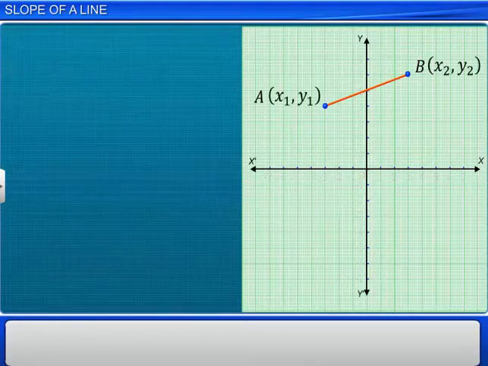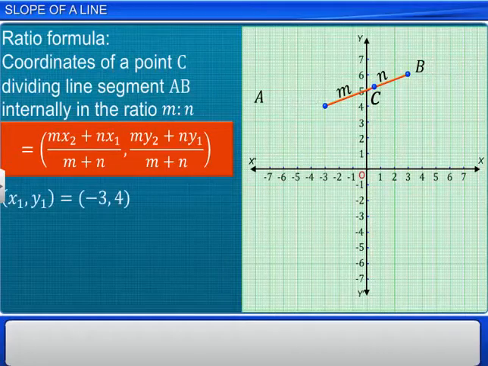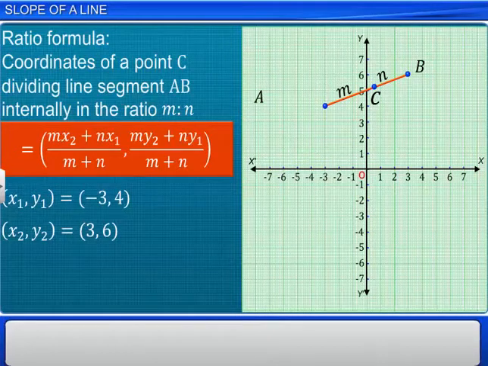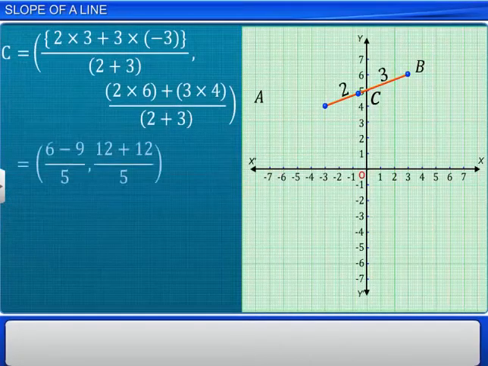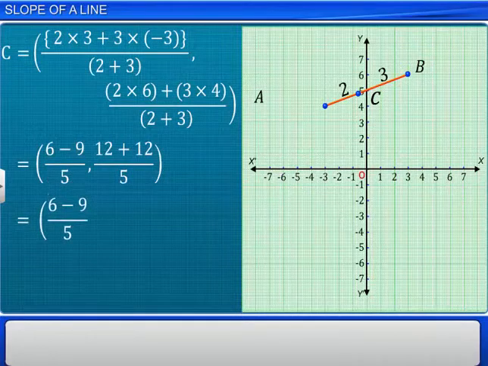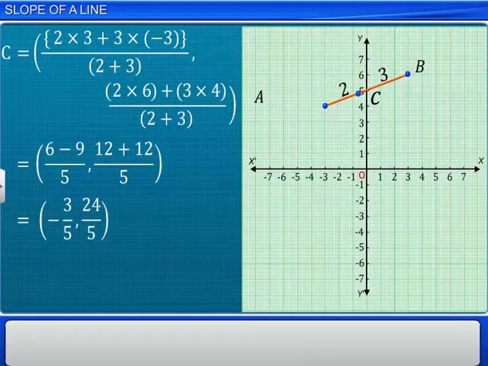You also learned the formula for finding the coordinates of a point dividing internally a line segment joining two given points in a given ratio. For example, consider a point C dividing the line joining points A and B in the ratio 2:3. By the ratio formula, the coordinates of C are -3 by 5 and 24 by 5.